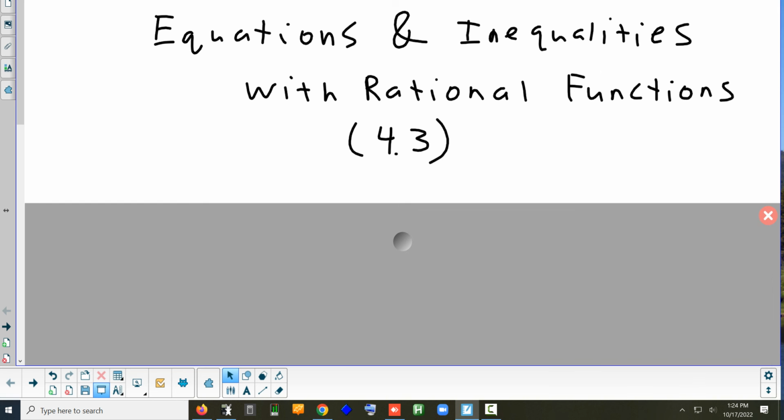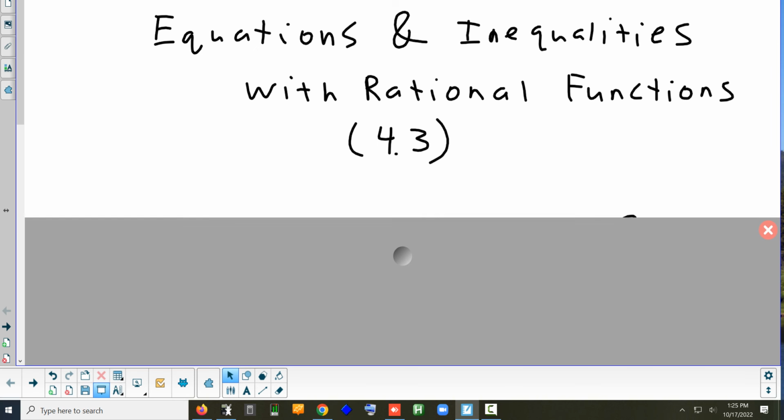Good. So this week, we're going to finish up looking at rational equations. We looked at them last week in section 4.2, but that was more drawing, like a sketch. This week is going to be focused more on looking at the equation and trying to solve it. When we get to solving inequalities, we're going to use the graphing calculator. You'll see why when we get to that.